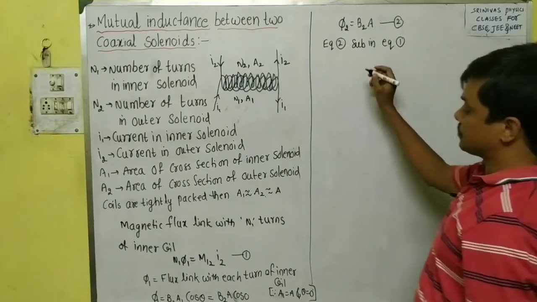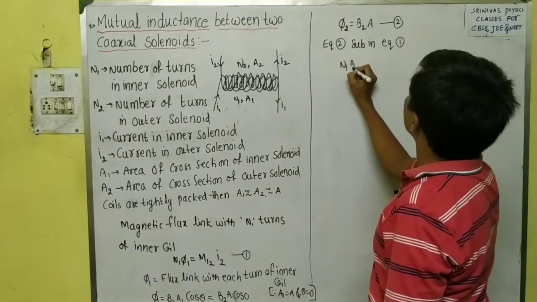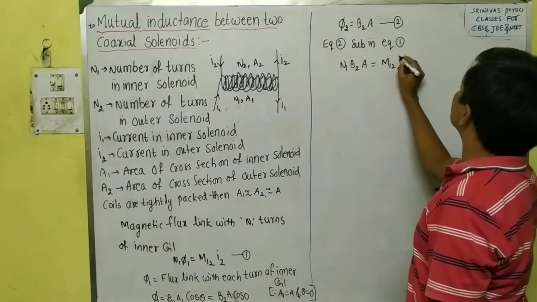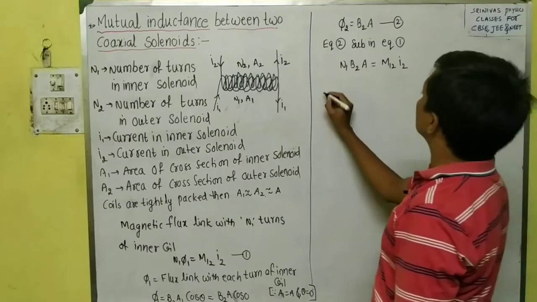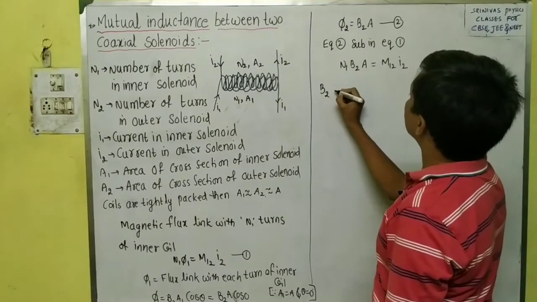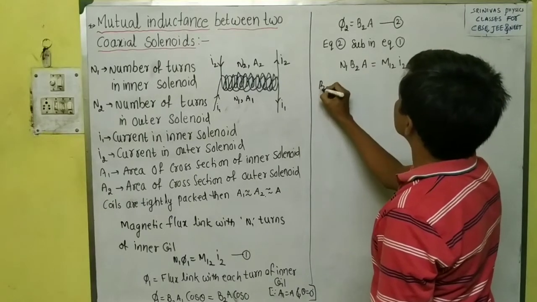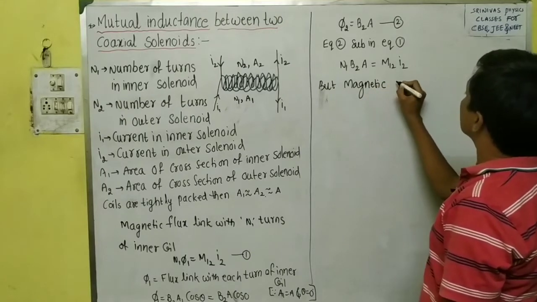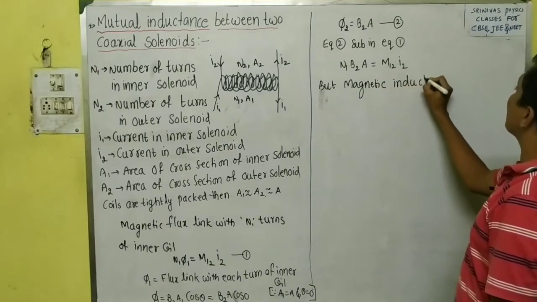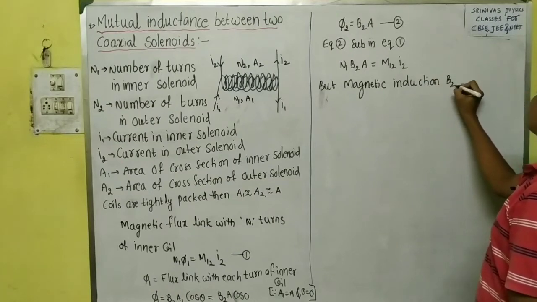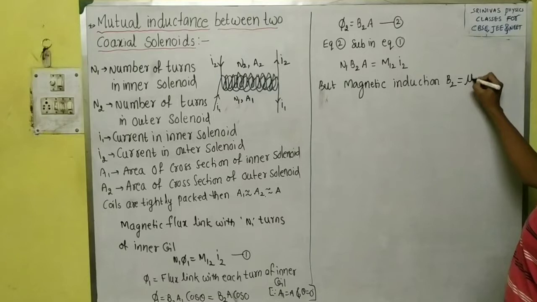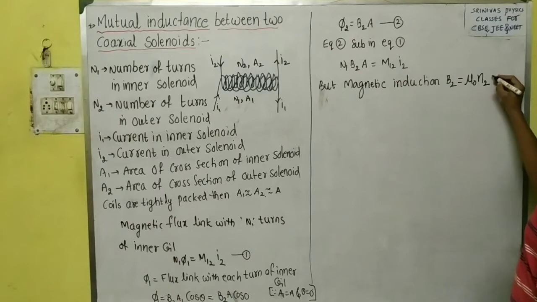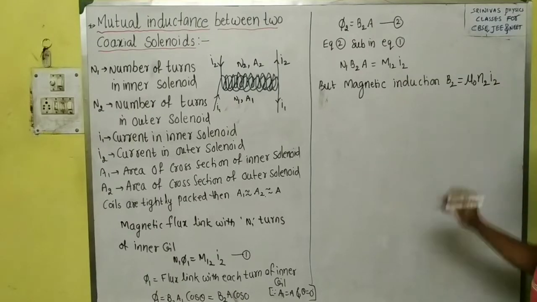Then what do you get? N1 into B2 A is equal to M12 into I2. But one thing, what is B2? B2 is the magnetic induction due to the outer coil. That formula is mu naught. For example, this is the outer coil, the number of turns per unit length is n2 and the current is I2, then we write mu naught n2 I2.